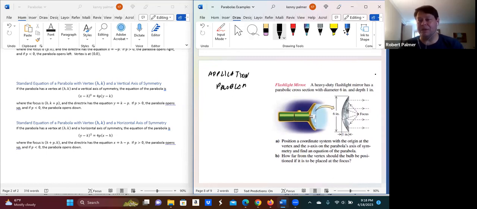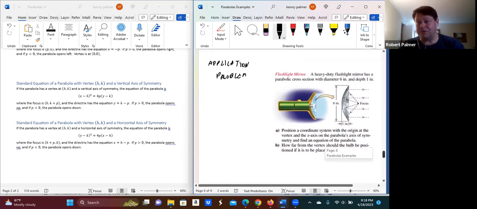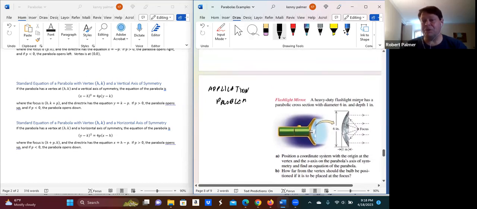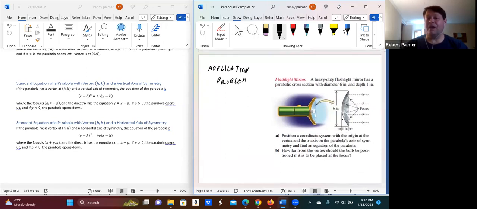This one is kind of an example of how this is used. A heavy-duty flashlight mirror is a parabolic cross section with a diameter of 6 inches and a depth of 1 inch. So basically the idea is we want to put a lamp bulb right here. The light flows from the focus, bounces off this parabolic mirror, and goes straight out. This is the way a lot of flashlights, and also some headlights, used to be made.